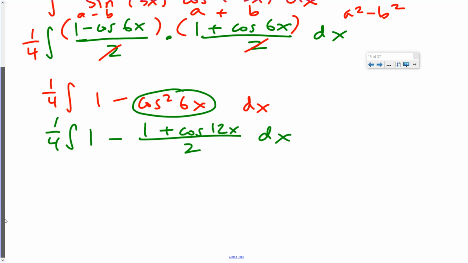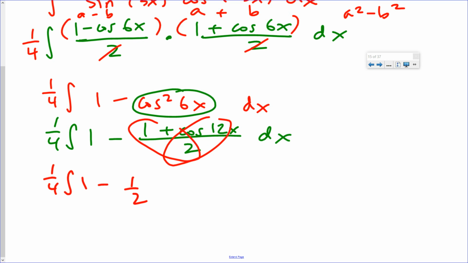Now what I want to do is divide this into as many problems as I can, and you'll just get good at this after a while. What you have to do with these problems is divide this like a common denominator problem so that you can actually integrate it. So this becomes 1/4 times 1 minus 1/2. This negative distributes, so it's actually negative cosine 12x over 2 dx.